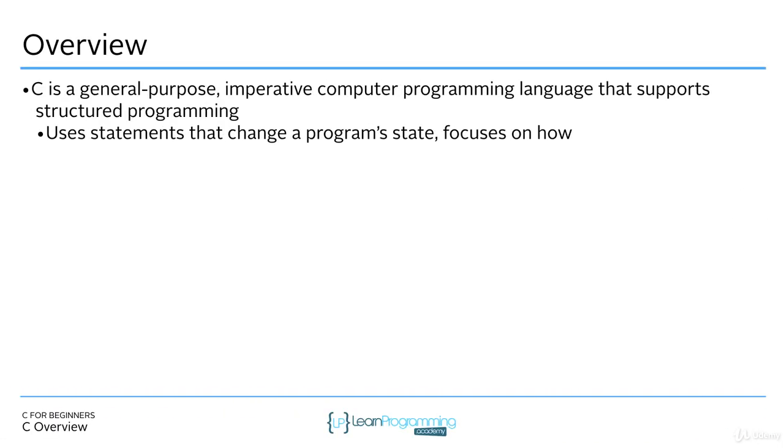So C is a general purpose imperative programming language. It supports structured programming. Now we talked about higher level languages and we described how C is a higher level programming language. This just means that it's easier and more efficient to use than writing in assembly language, understanding instruction sets. Specifically, though, it's very general purpose. And what this means is you can write all sorts of applications in the C programming language.